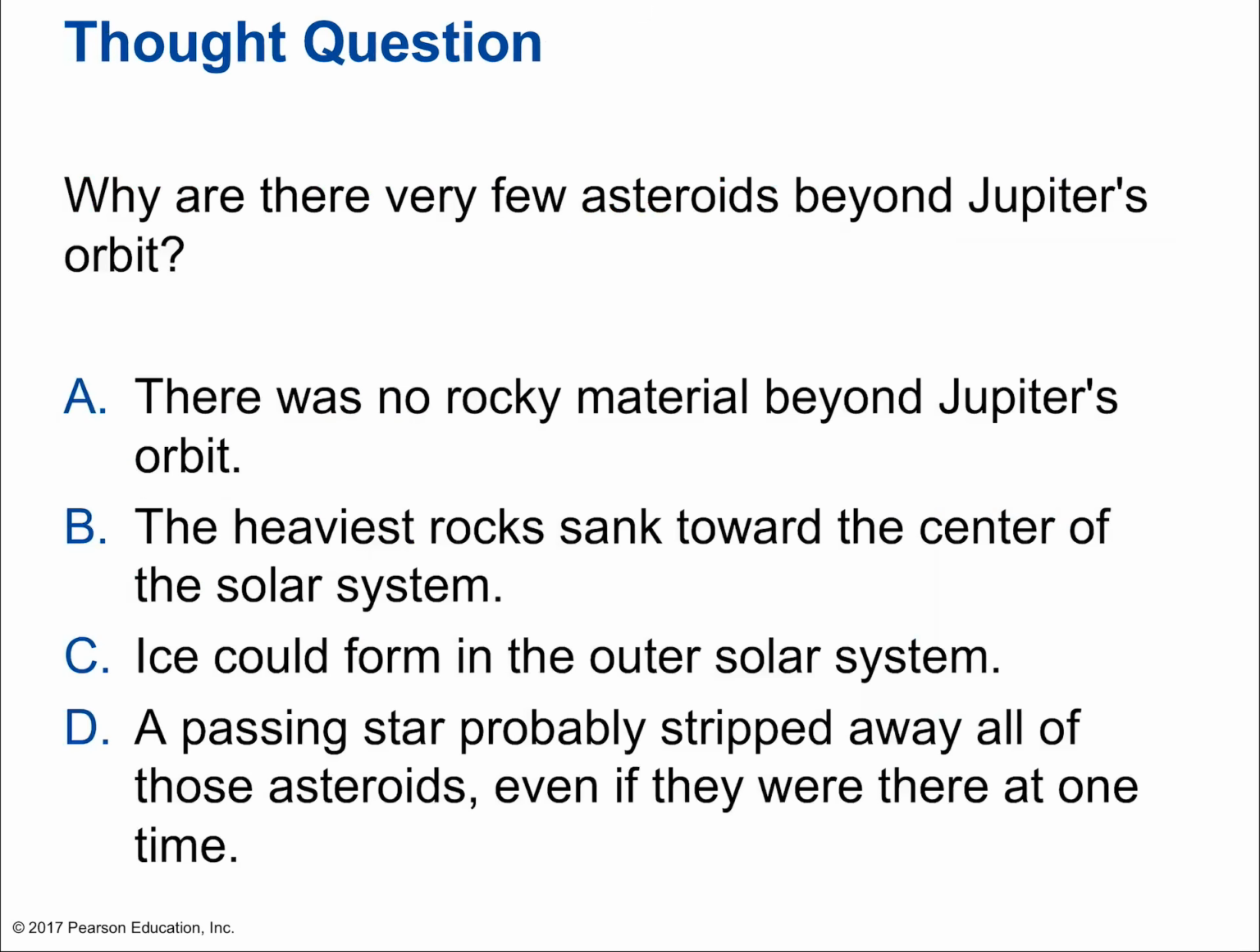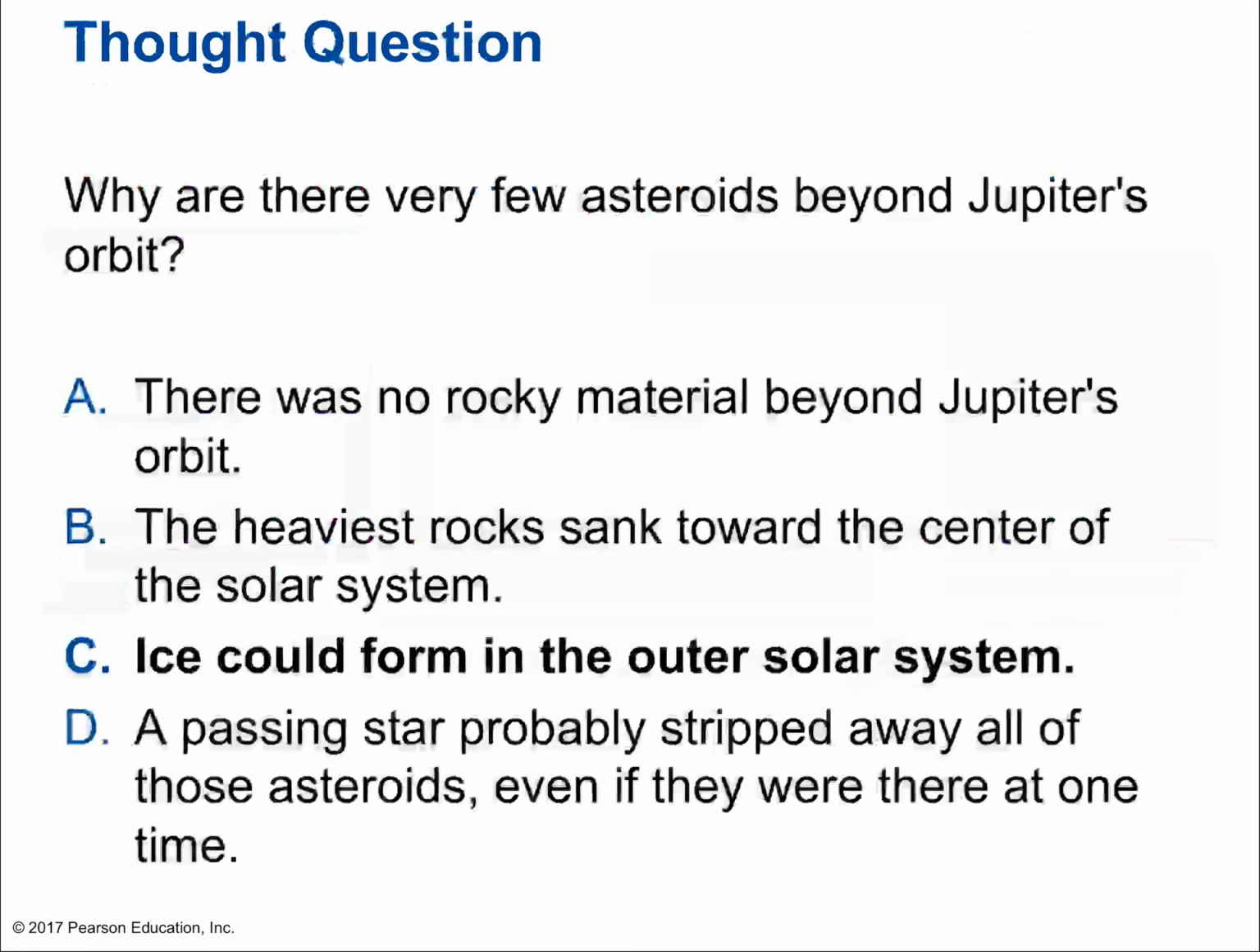Okay, so why are there very few asteroids beyond Jupiter's orbit? Okay, you know the answer. We talked about it. Think about it. All right, because ice could form out there, and it probably seems like, wait, how's that the answer? Because all the ice out there past Jupiter's orbit meant that everything that wouldn't have been an asteroid instead became a comet because it got encased in ice.